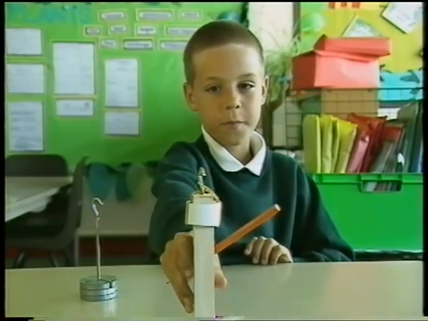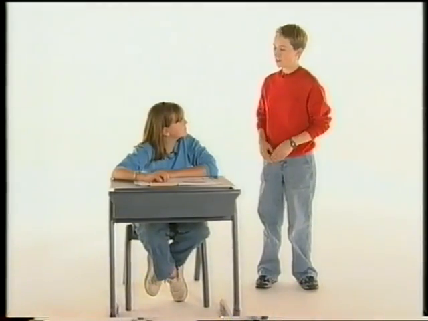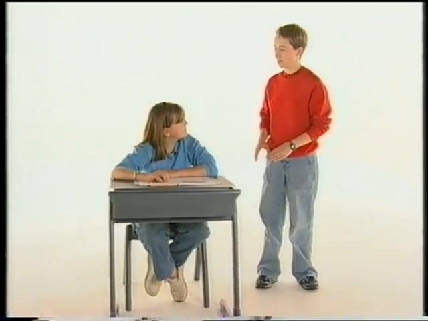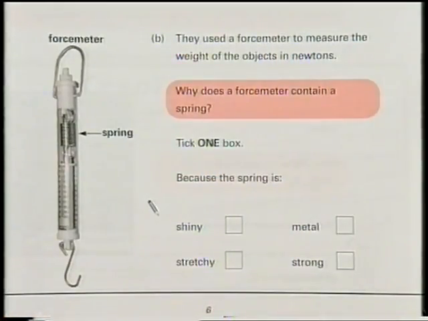Now you can measure in pushes and pulls. Well, I think you know pretty much everything there is to know about force meters now. So let's have a go at the question. They use a force meter to measure the weight of objects in newtons. Why does the force meter contain a spring?